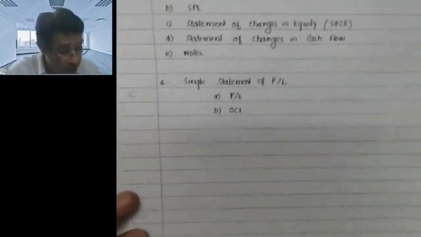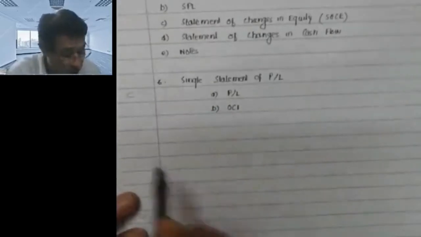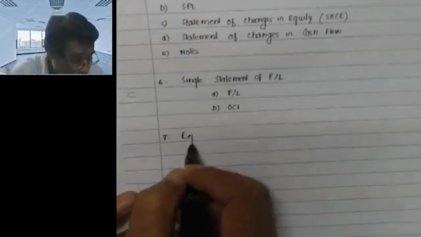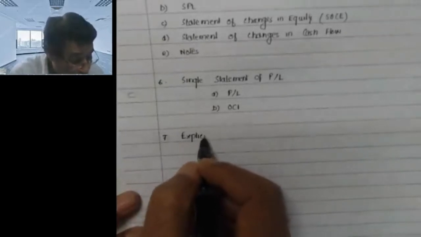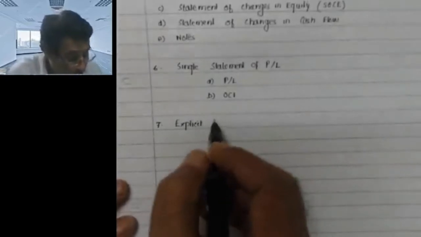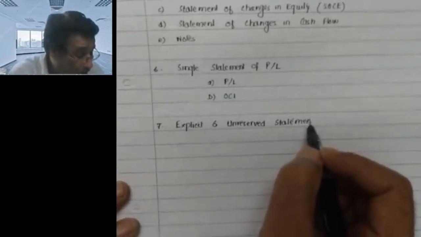So after this, we need to have a very important point to look at, and that is the explicit and unreserved statement of compliance. So what does it mean? Explicit means very clear, self-explaining, which explains itself very clearly on its own. Explicit and unreserved statement of compliance.